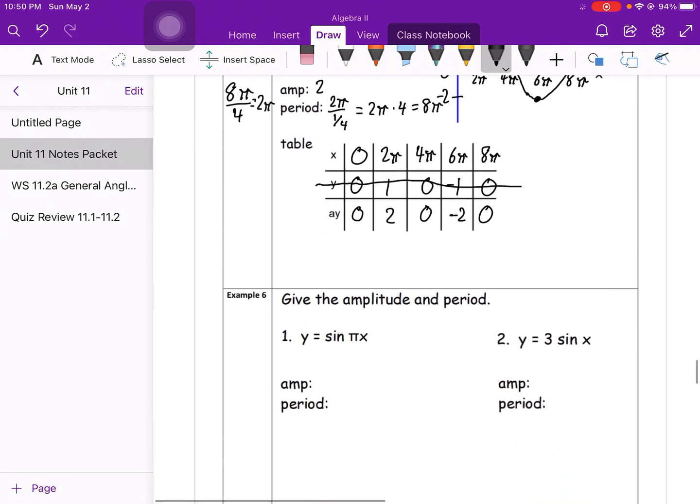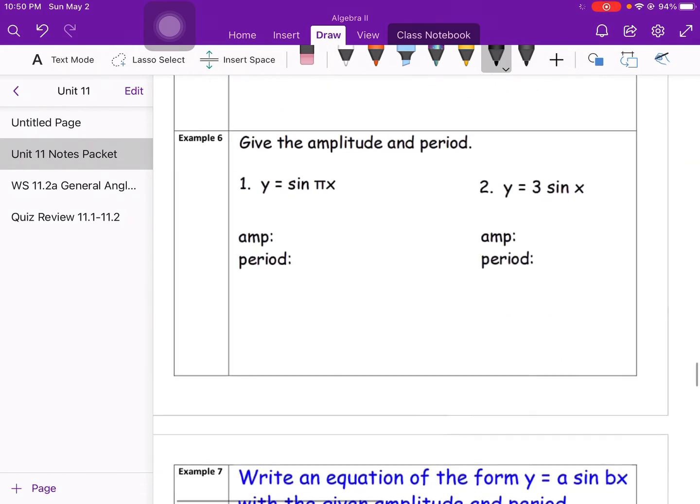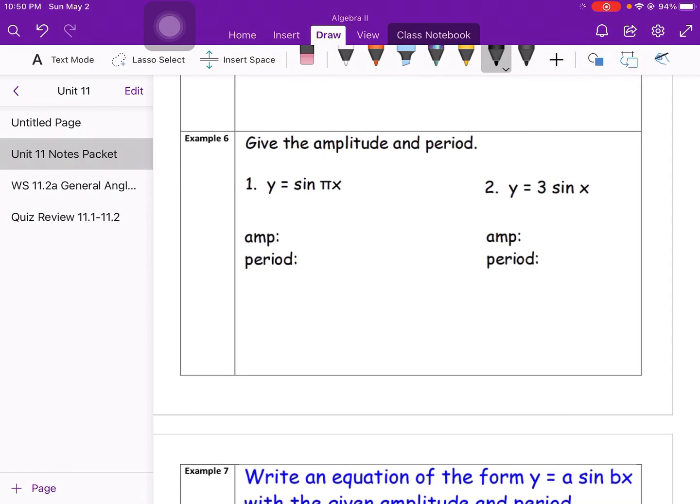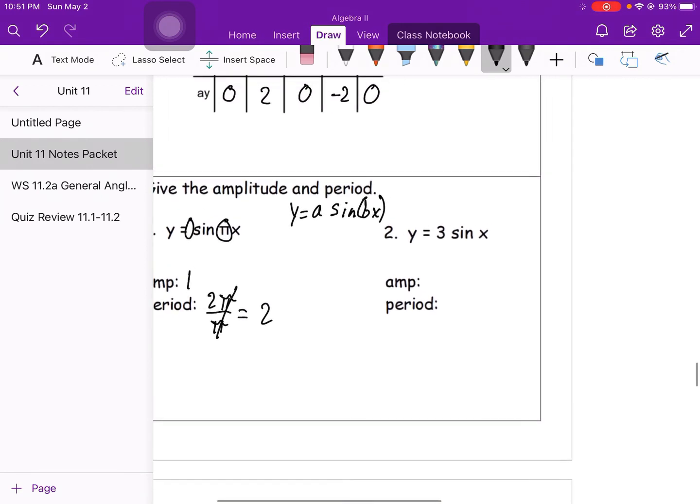Now let's look at just a couple amplitude and period questions. These ones can be a little tricky when you're not actually just doing the graph. y equals sine pi of x. So we think of this as y equals a sine b times x. Since the a value, there's nothing there, we assume it's just 1. And then the period is interesting because notice it's pi in front of x. So it would be 2 pi divided by pi. And in this case, the pi's just go away. So the period is just 2 this time. So that's also a little different.